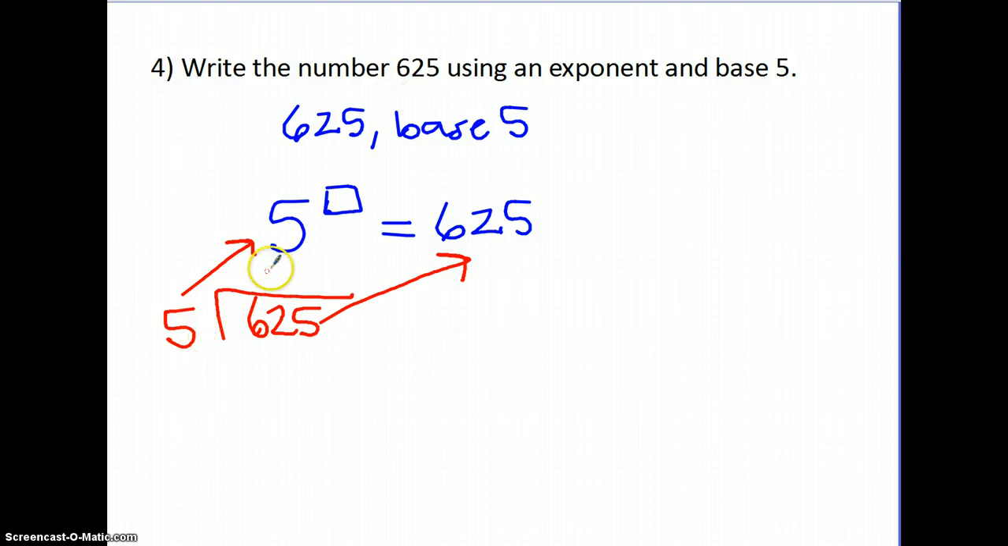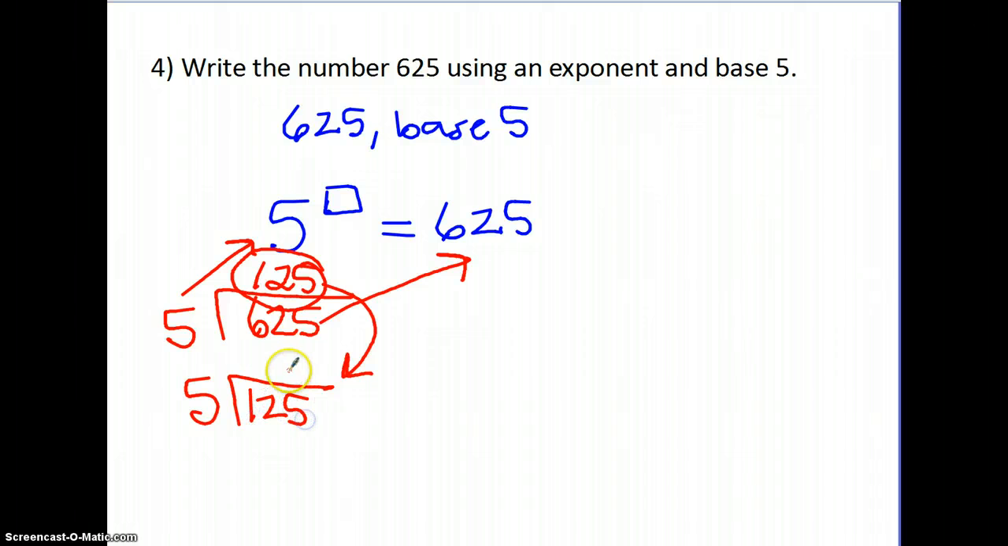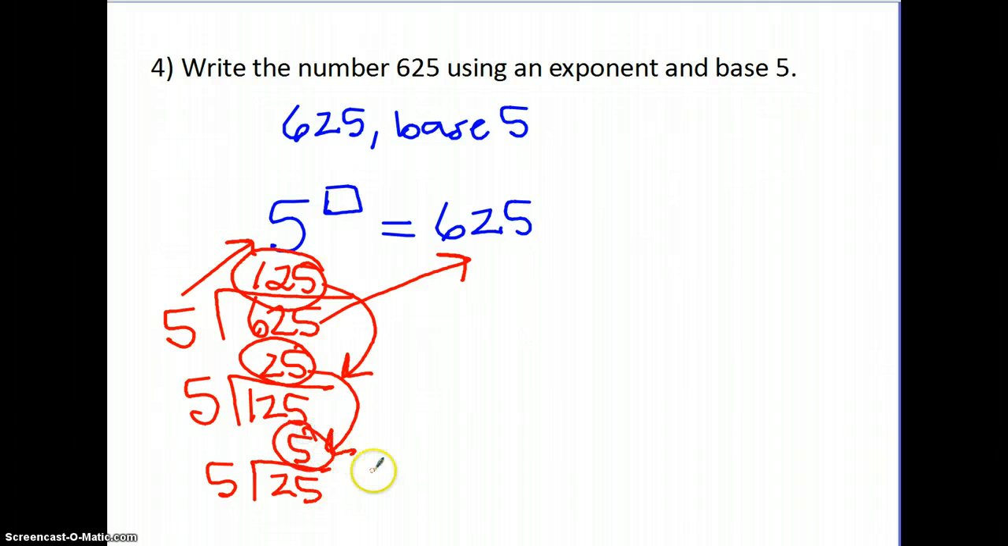And we know that 5 goes into 625 125 times. So that's one house. But this number has to be 1, so we need to keep going. So then it's 5 into 125, which is 25. This still needs to be 1, so we got to keep going. 5 goes into 25 5 times. This still isn't 1, so we got to keep going. 5 goes into 5 1 time, and that's what we're looking for.